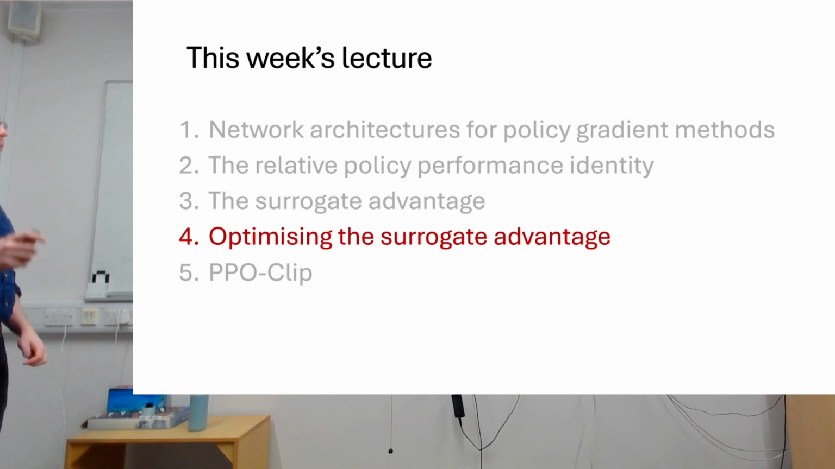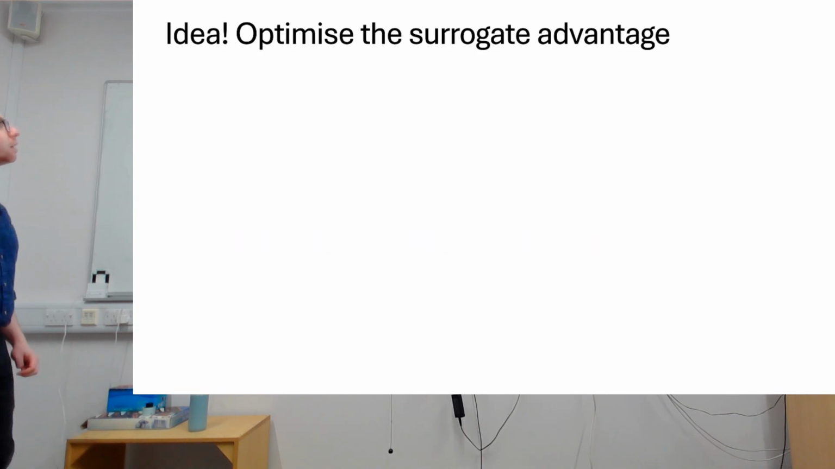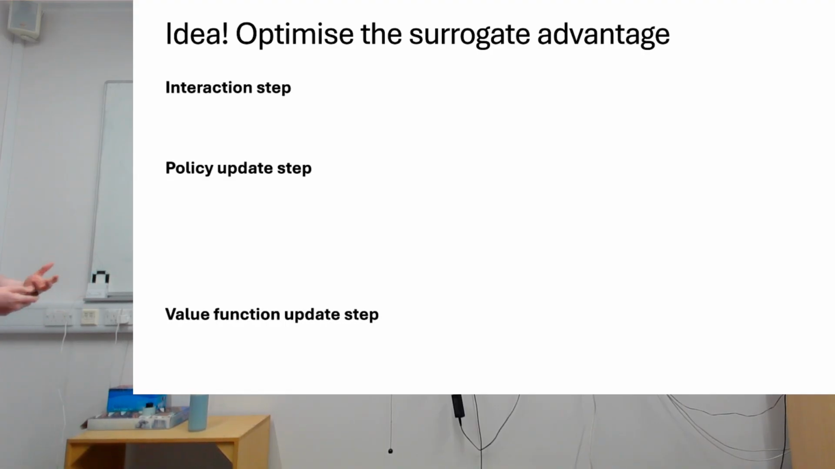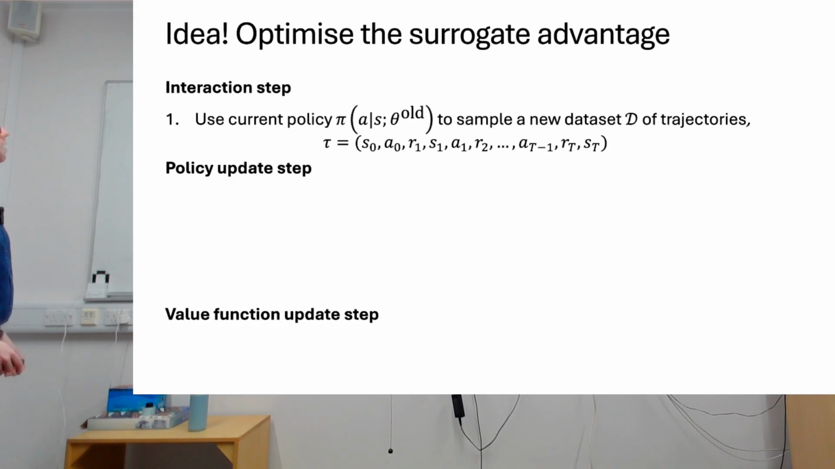surrogate advantage will hopefully lead to an increase in the policy objective, which is the thing that we care about. So here's the key idea. We have a surrogate advantage. Let's just optimize it. And by optimize, we mean gradient steps, because that's the only way that we know how to optimize things. So I'm going to use my current policy to sample a data set of trajectories.